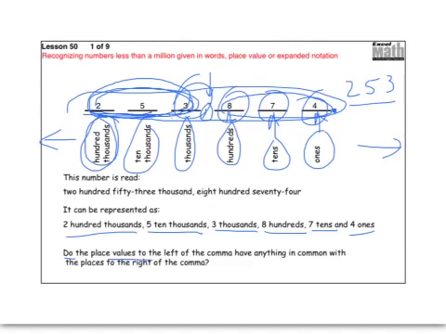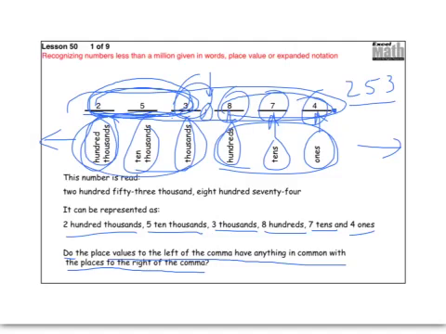Do the place values to the left of the comma have anything in common with the places to the right of the comma? Do you notice anything that's the same with these compared to these? What you should notice is that here we have ones and here we have thousands, or like 1,000s. Here we have tens and here we have 10,000s. Here we have hundreds and then there we have 100,000s. There's like a pattern going on there.